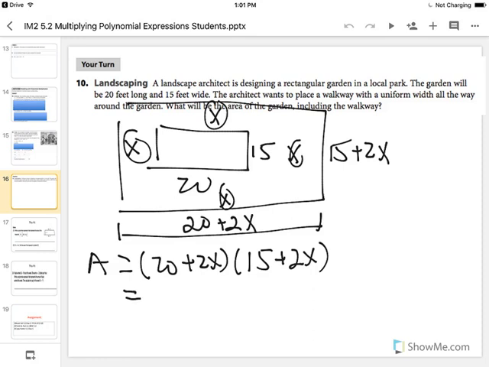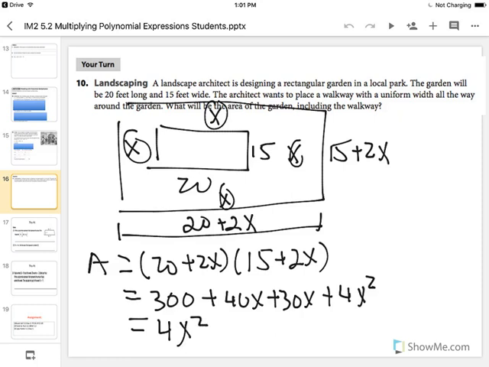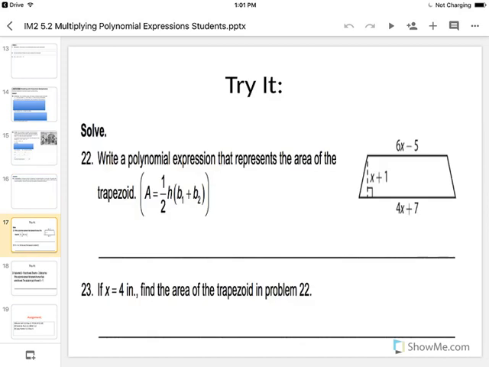So when we work this out, we have 20 times 15. Okay, and write it in standard form, so we have 4x squared plus 70x plus 300. Here they did not give us what x is, so we would just write our answer as 4x squared plus 70x plus 300. Okay, let's go on to our next example.